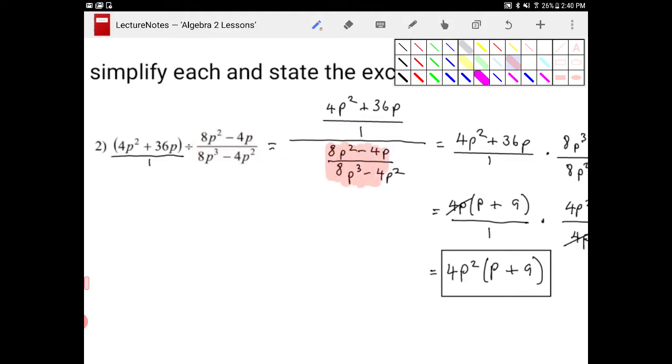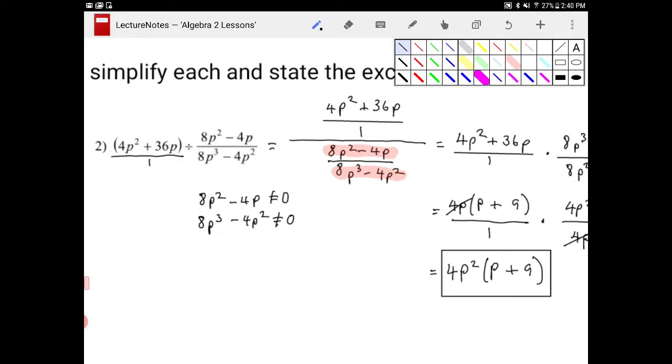Technically speaking, the whole thing, 8p squared minus 4p, cannot equal 0. Nor can 8p cubed minus 4p squared equal 0. If any part of the denominator ever goes to 0, then the entire problem will be undefined. With that said, we have to find out what p cannot equal.